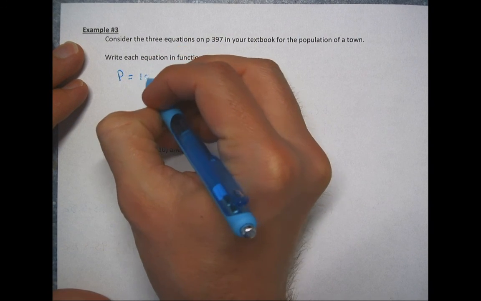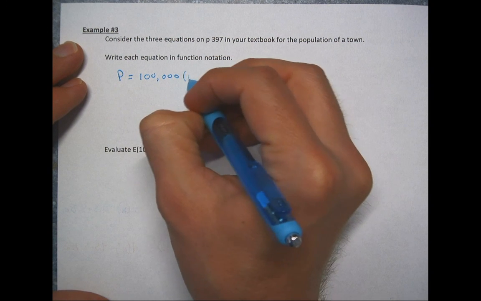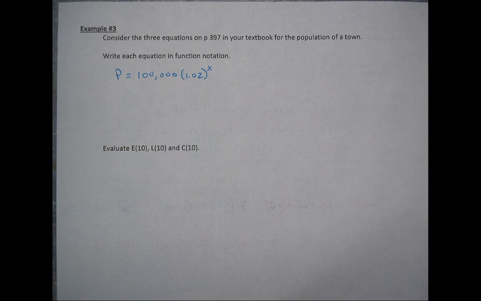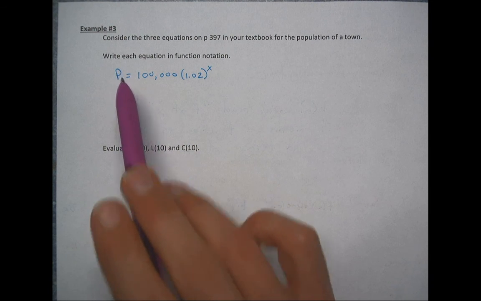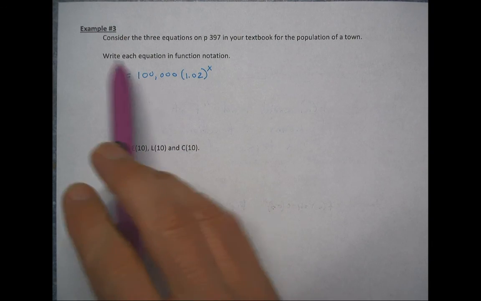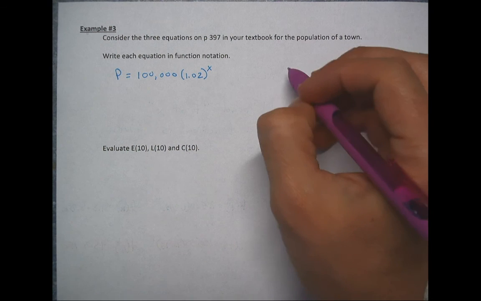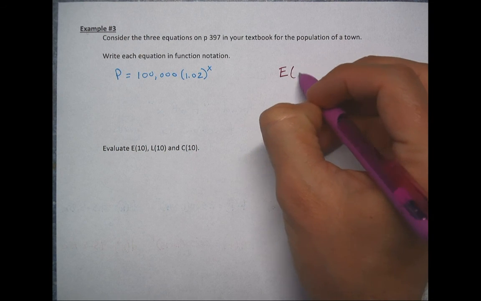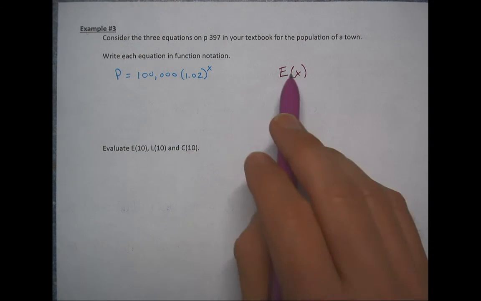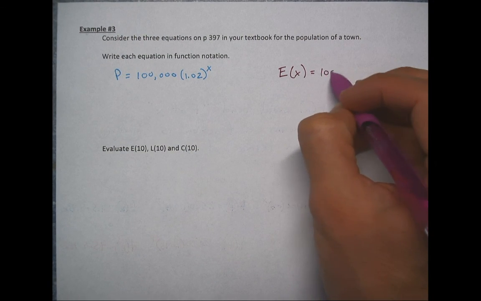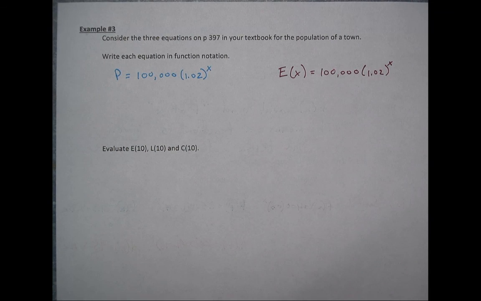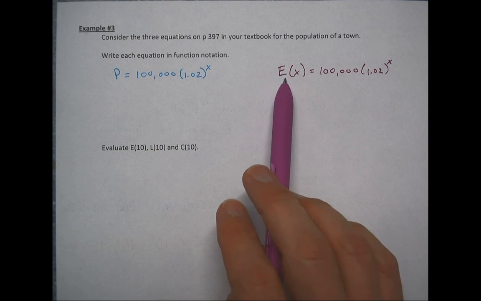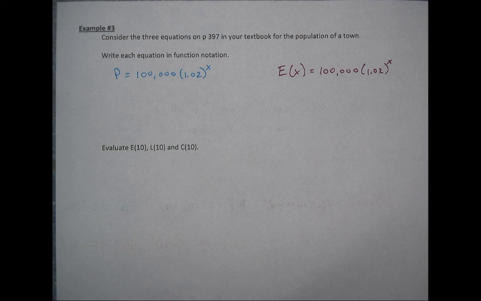So the first one looked like this, and let's just start there. Now you could just change it to f of x equals this, right? But let's be more specific. So p as population, you could even use that. But what we're going to do is we're going to refer to this as our exponential function. And so we're going to use e to represent this equation. So e of x equals 100,000 times 1.02 raised to the x. So we're going to use an e to signify that this is exponential form.